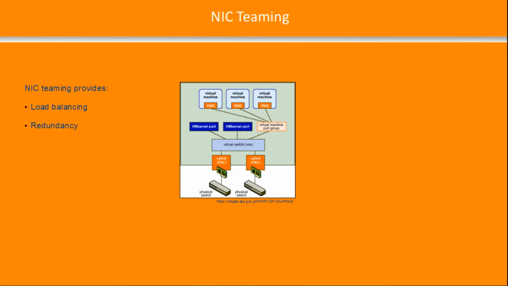NIC Teaming provides load balancing and redundancy. As shown on the graphic, we have multiple network interface cards connecting to upstream physical switches. This allows the enterprise to continue working in the event of a failure in one of the components, which could be a network cable, could be the network interface card itself, or a port on the physical switch. In addition, having multiple network interface cards allows load balancing to work as well.